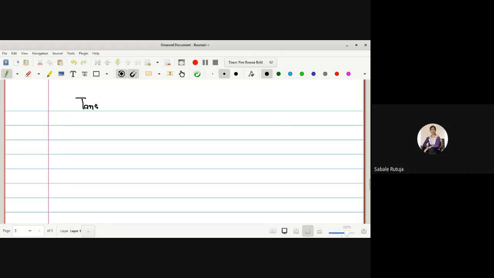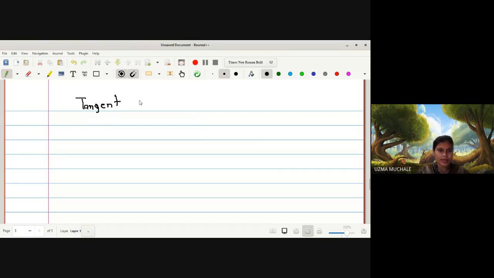No, ma'am. If you do not have a doubt, let us go for the next point, that is tangent space. Just now we have seen a tangent vector. Now can you imagine what a tangent space will be if you know what a tangent vector is?